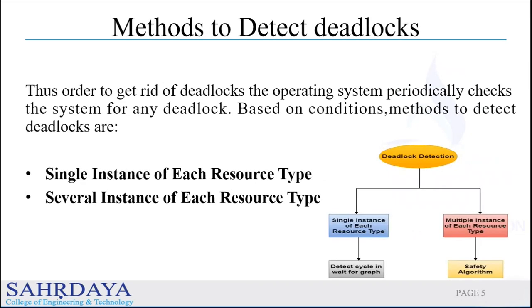About methods to detect deadlock. Based on the condition, the methods are for a single instance of each resource type and for several instances of each resource type. A single instance detects the deadlock by using a wait-for graph, and in the case of multiple instances, we are using Banker's algorithm.